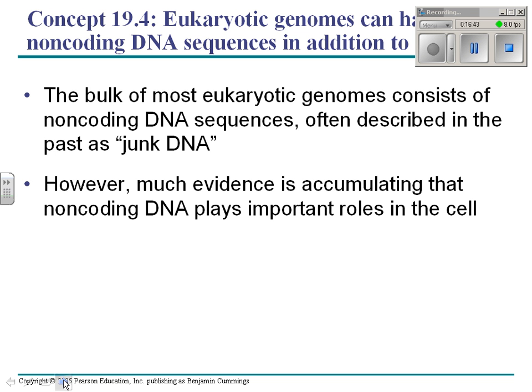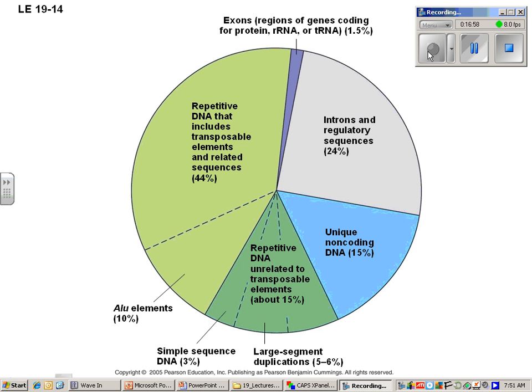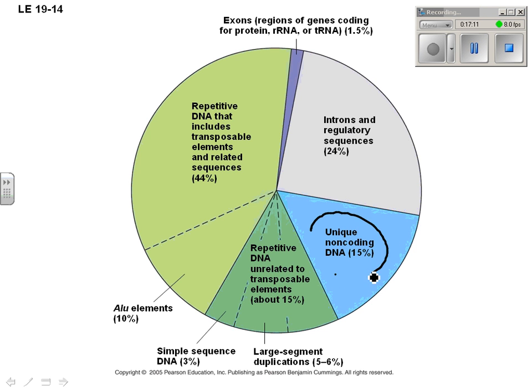So the important thing to know here is that most eukaryotic genomes have junk DNA in them. Okay, we're stepping aside from cancer a minute. This slide shows the amount of DNA, what it is. Most of this you don't have to know. Unique non-coding DNA, DNA that means nothing but is unique to you, 15%. Introns and regulatory sequences, control elements and stuff like that, 24%.